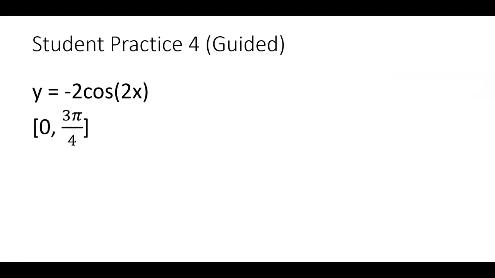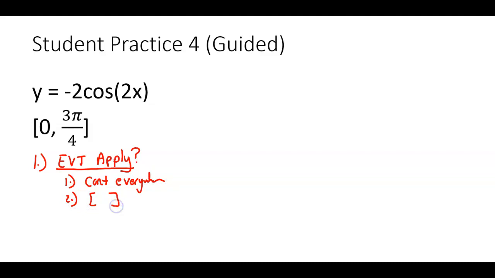This one is a trig example. There's not a whole lot special here. I just want to do it because trig is always a little bit foreign. So let's go ahead and work this out. All right, so step 1, does the EVT apply? Well, cosine functions are continuous everywhere. They don't have discontinuities. And once again, we also have brackets on both ends. So yes, we should be able to find a max and min on this particular function.